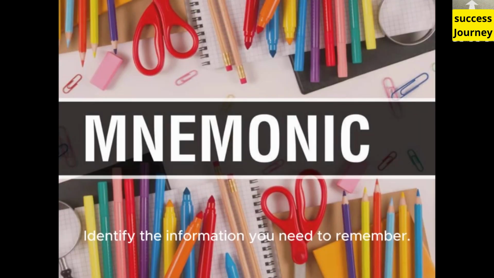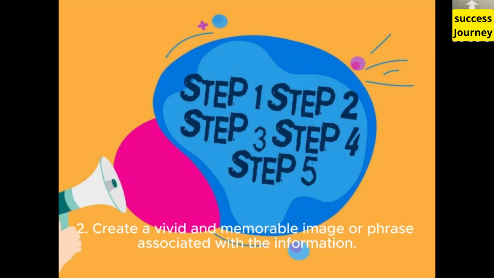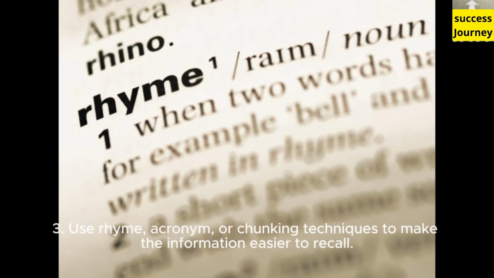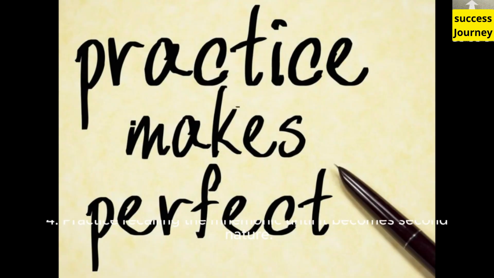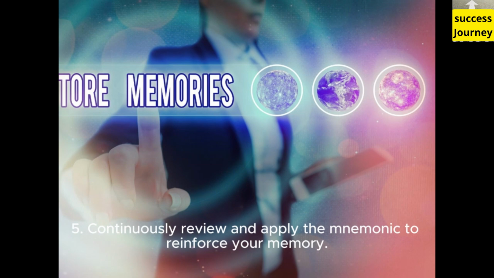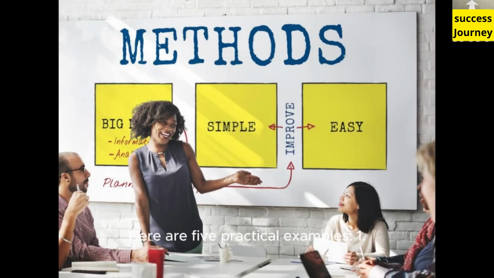1. Identify the information you need to remember. 2. Create a vivid and memorable image or phrase associated with the information. 3. Use rhyme, acronym, or chunking techniques to make the information easier to recall. 4. Practice recalling the mnemonic until it becomes second nature. 5. Continuously review and apply the mnemonic to reinforce your memory. Here are 5 practical examples.